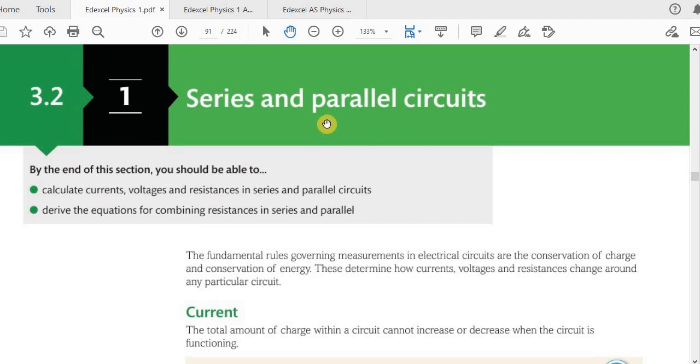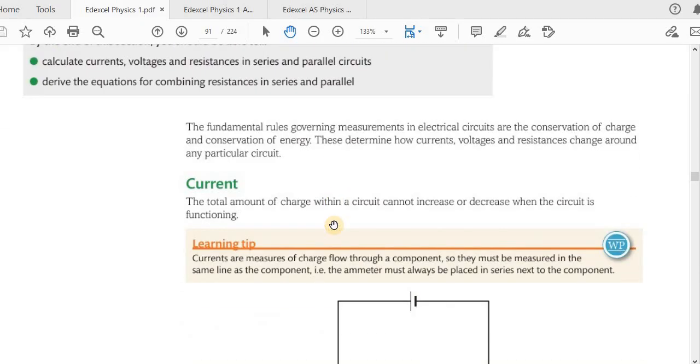Chapter 3.2 Series and Parallel Circuits. By the end of this section, you should be able to calculate currents, voltages and resistances in series and parallel circuits. We will see what series and parallel circuits are, and derive the equations for combining resistances in series and parallel circuits. Let's see the details now.